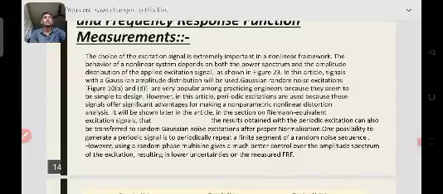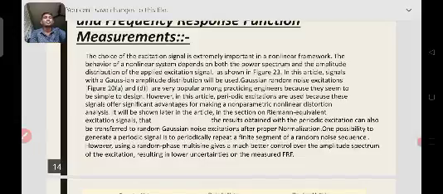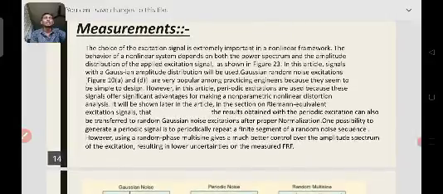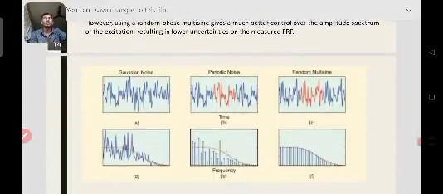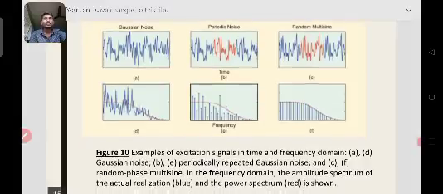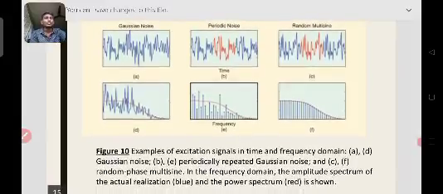In this article, signals with a Gaussian amplitude distribution will be used. Gaussian random noise excitations are very popular among practicing engineers because they seem to be simple to design. However, in this article, periodic excitations are used because these signals offer significant advantages for making a non-parametric nonlinear distortion analysis. It will be shown later in this article, in the section on Riemann equivalent excitation signal, that the results obtained from the periodic excitation can also be transferred to random Gaussian noise excitation with proper normalization.